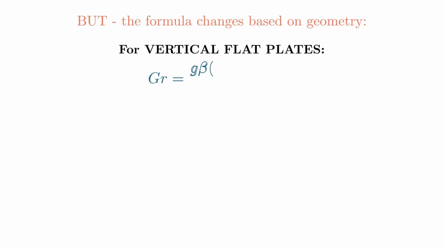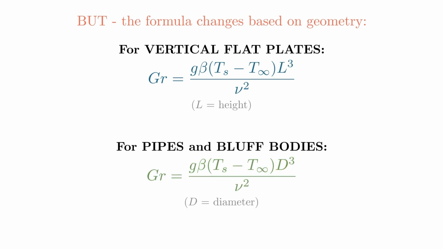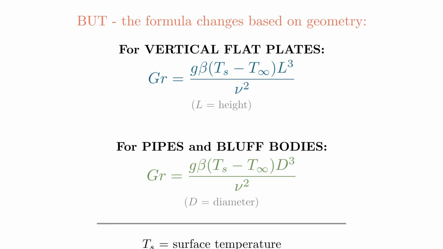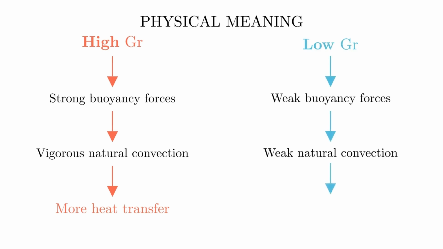For vertical flat plates, Gr equals g times beta times Ts minus T infinity times L cubed divided by nu squared. For pipes and bluff bodies, Gr equals g times beta times Ts minus T infinity times D cubed divided by nu squared, where D equals the diameter for pipes or cylinders. Physical meaning: high Gr, strong buoyancy forces, vigorous natural convection, more heat transfer. Low Gr, weak buoyancy forces, weak natural convection, less heat transfer.